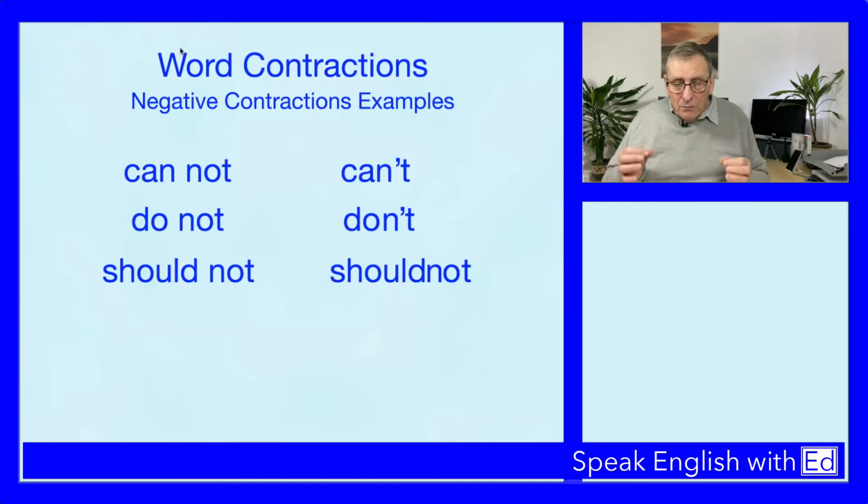But we want to bring them down to shouldn't, not should not. And to do that, you get rid of the O, put your apostrophe in, and bring the T into it, so it's joined on, so it's shouldn't. And it's a lot better speaking English.